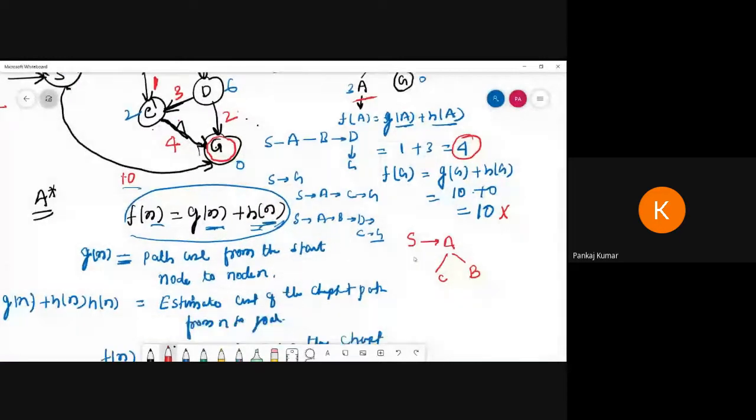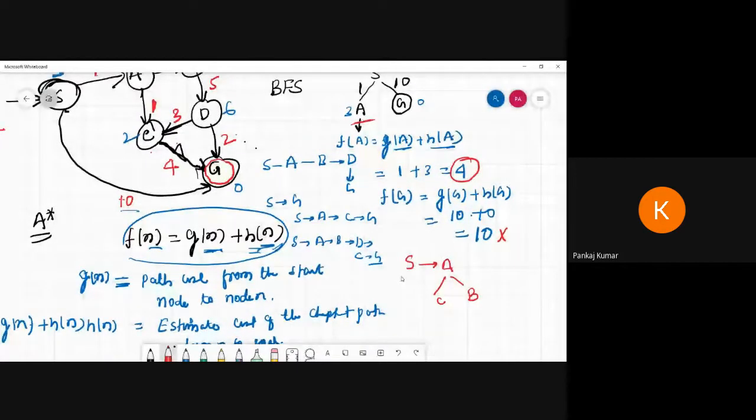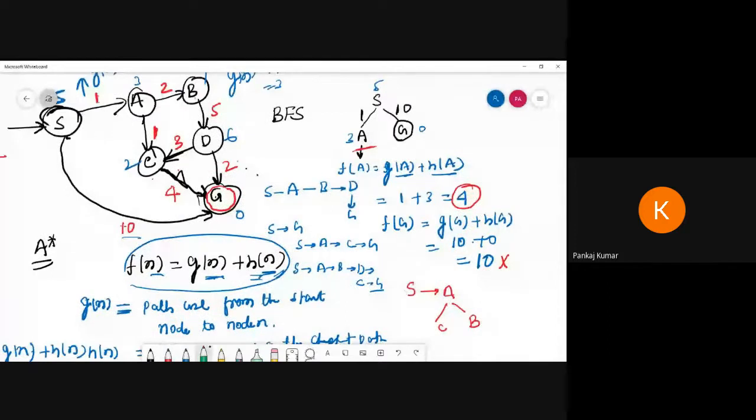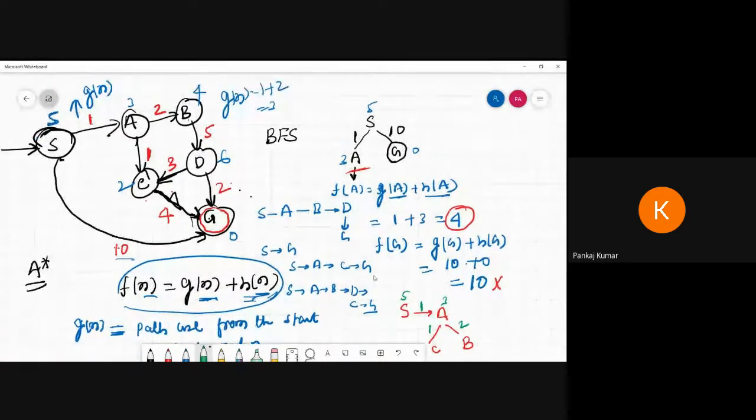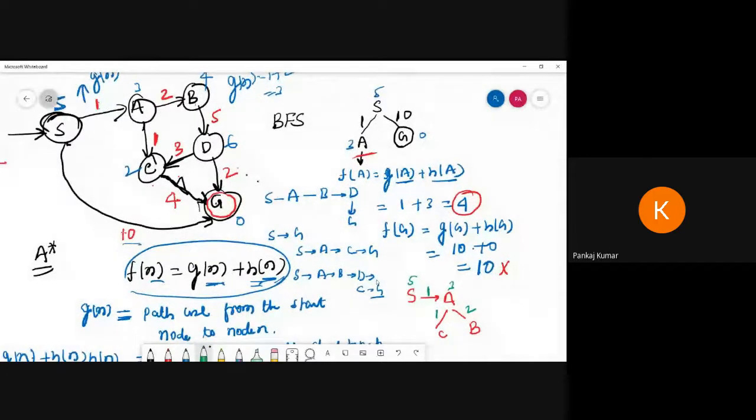So what is the path cost of C? This is given: from S to A is 1, A to C is 1, and A to B is 2. Now what are the heuristic values given? This will be 3, this will be 4, and this will be 2.